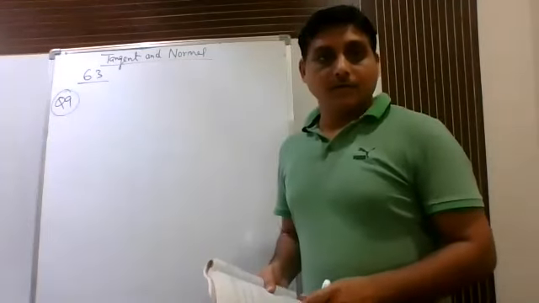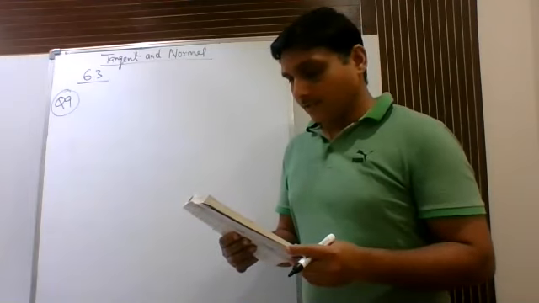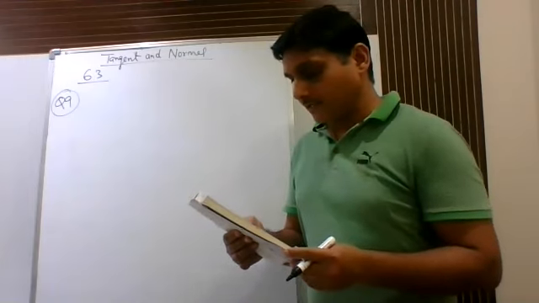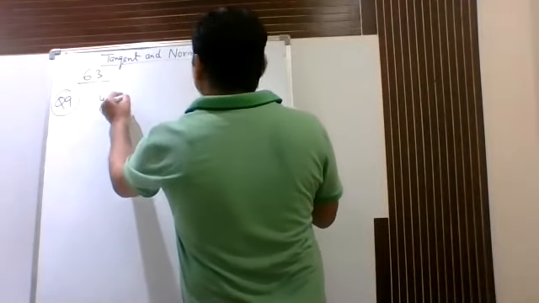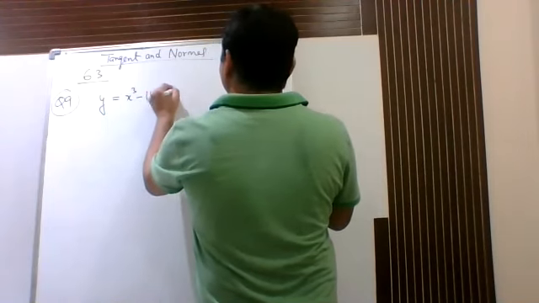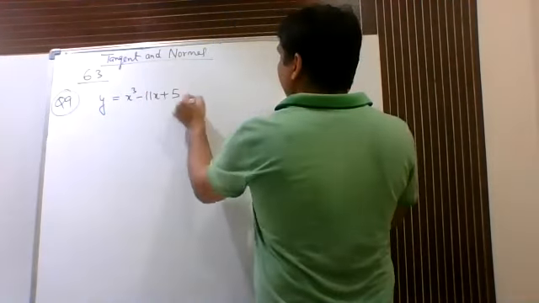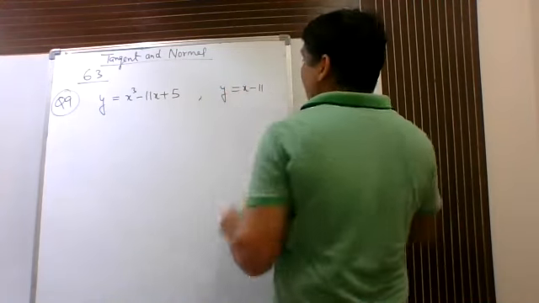Okay, so today we are going to discuss 6.3, question number 9. Here the question is: find the point on the curve at which the tangent is given. The equation of the curve is y = x^3 - 11x + 5, and the tangent is given as y = x - 11.